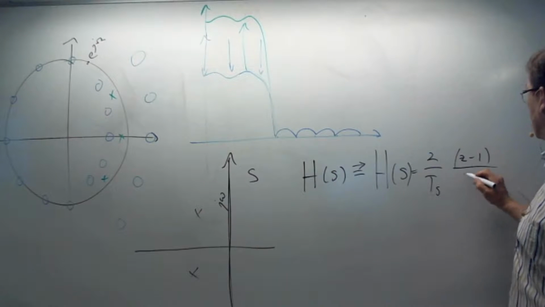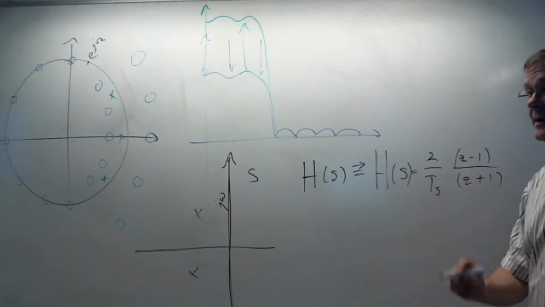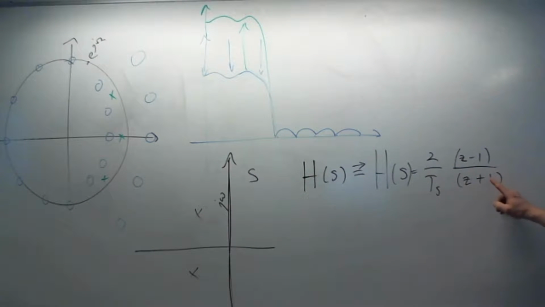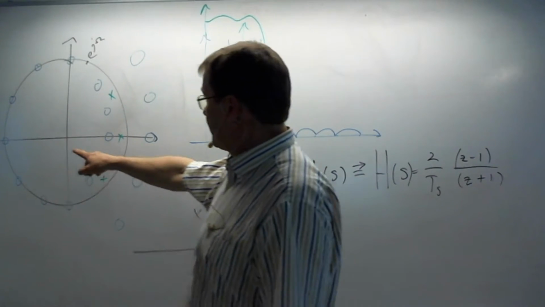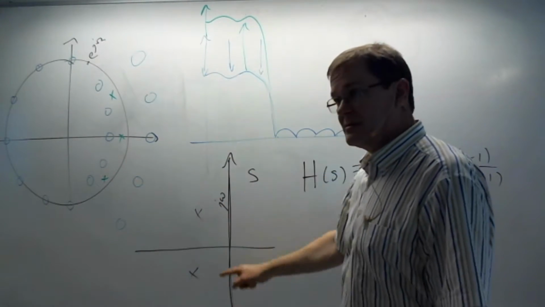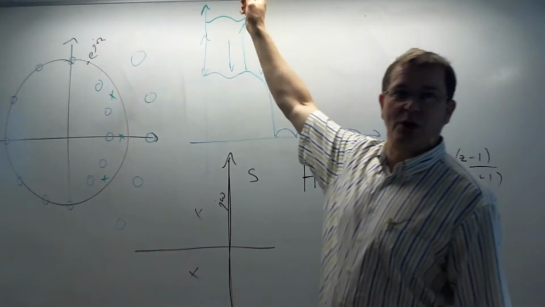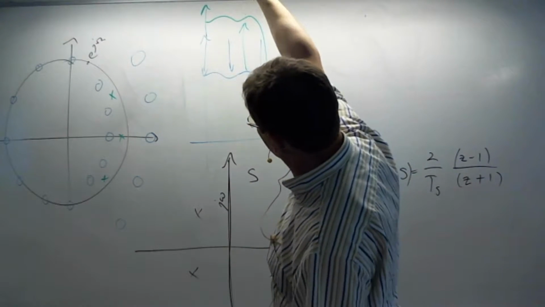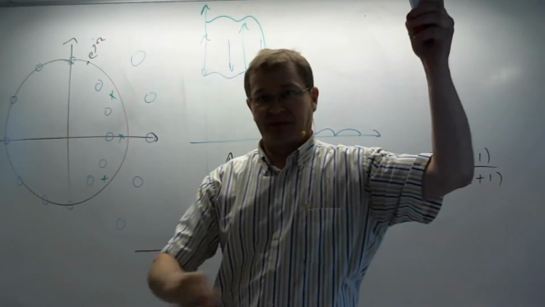Z minus 1, Z plus 1. Okay, so actually when you look at this one, you can think of what is the frequency when Z is minus 1. The analog frequency would be either minus or plus infinity. So in one sense you take this j omega axis from minus infinity to infinity and turn it into the unit circle.